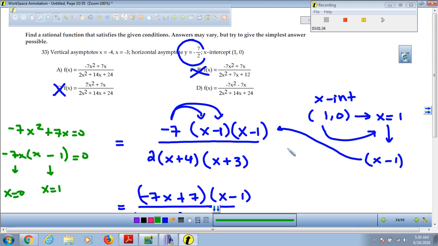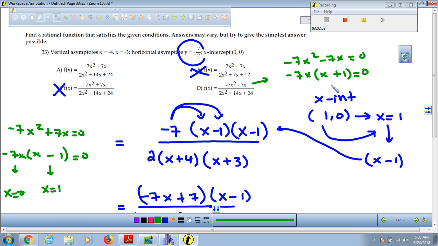If I would do this one, let's see, negative 7x squared minus 7x equals 0. You factor a negative 7x, you put an x here, but then if you want a negative here, then this one has to be positive 1.